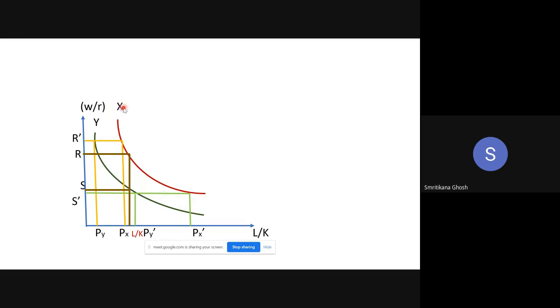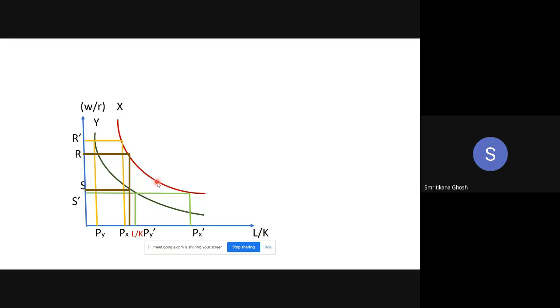There is no such name for these lines actually. The line is showing the relationship, nothing more. If W by R is falling, that means labor is becoming cheaper, right? And if labor is becoming cheaper, then producers are interested to employ more labor. So demand for L by K will rise. Okay. So there is an inverse or negative relation between W by R and L by K, which is represented by these two lines.